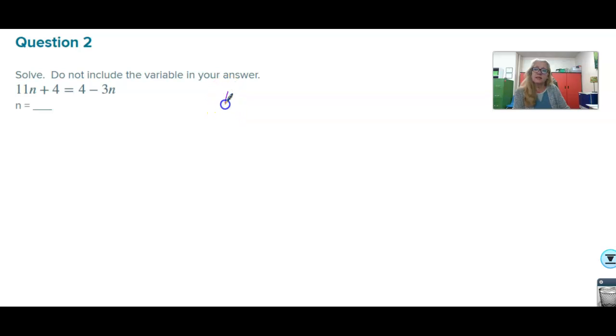Okay, this is 11n plus 4 equals 4 minus 3n. Okay? Again, still integer coefficients, just regular numbers. Okay, I get all my variable terms on one side first. Which is bigger, 11n or negative 3n? 11n is bigger, so I want to get rid of the negative 3n. I do that by adding 3n to both sides.